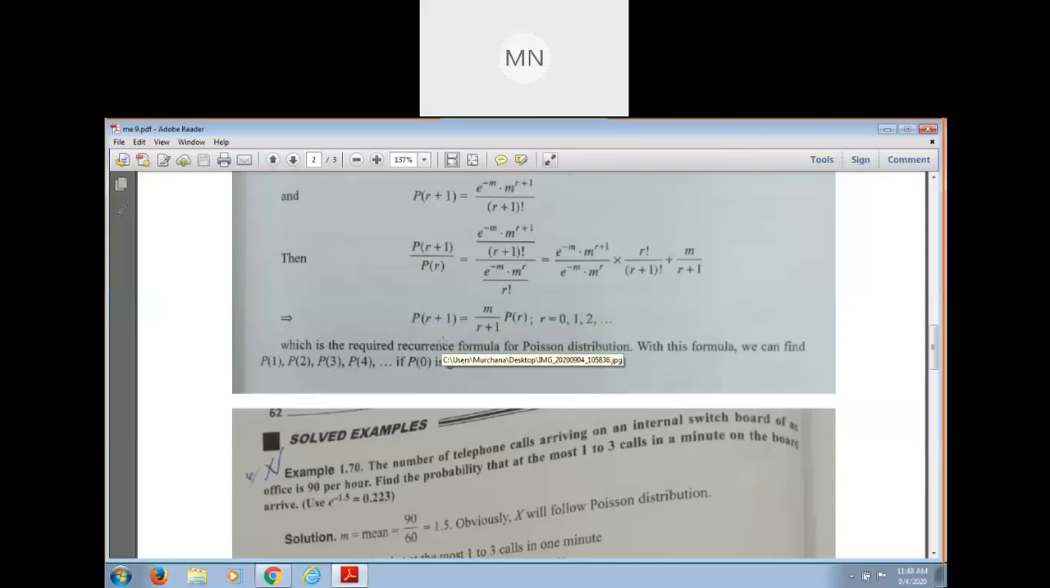Here see that x equals r plus 1. We are interested in finding the value of x equals 1. They have given the value of x equals r plus 1. So in that situation, the value of r will be what?